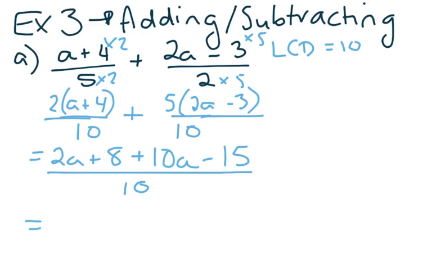So then we just collect the like terms. So 2a plus 10a is 12a, and 8 take 15 is negative 7, so it's 12a take 7, all over 10, and that's our final answer.